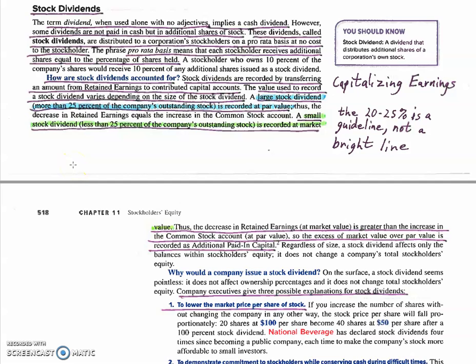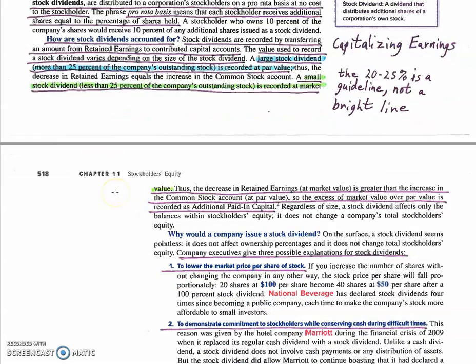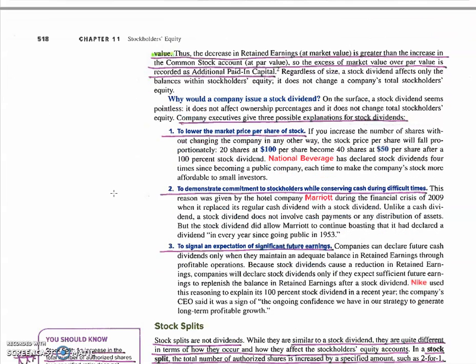Another thing is it reduces retained earnings, which quite often when investors see a large balance in retained earnings, they're saying, why don't you pay some dividends? You've got plenty of retained earnings. So management may choose to reduce retained earnings by issuing a small stock dividend, or a large stock dividend for that matter.